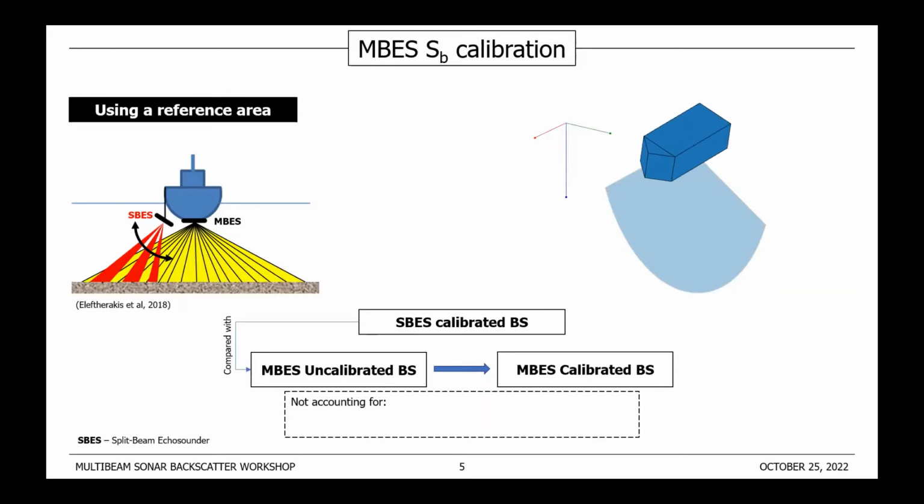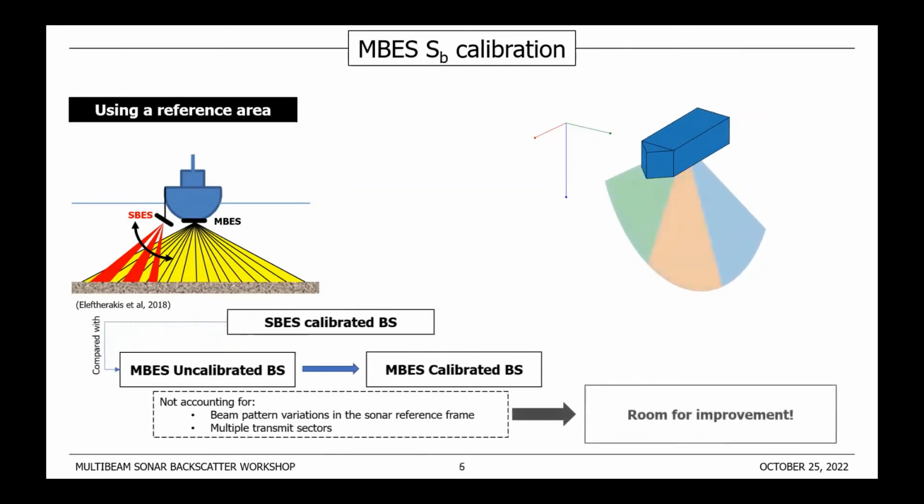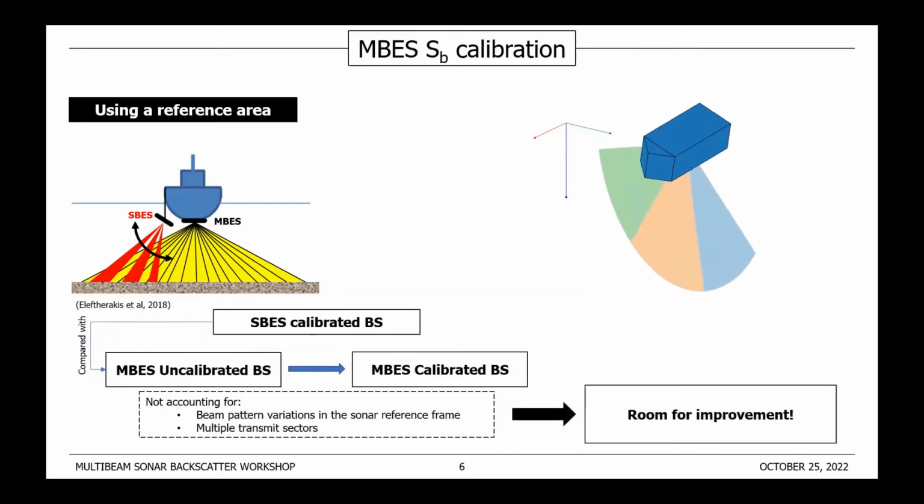And in fact, this principle has been applied. The kickoff for this project of mine and John's was this paper from the Ifremer folks in 2018, where they applied this principle to a 2040 operating with a single sector. However, it seemed to us that they were assuming that the beam pattern was fixed in a vertical reference frame, so changes in the sonar reference frame were not being accounted for. And as I said, they were operating in single frequency, so multiple transmit sectors were not being addressed. So there was some room to work on top of this paper.